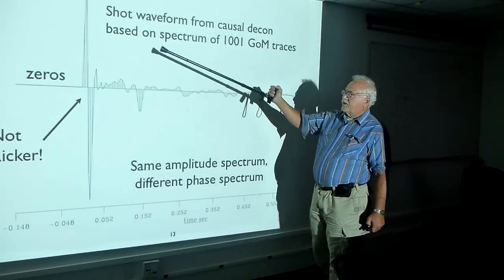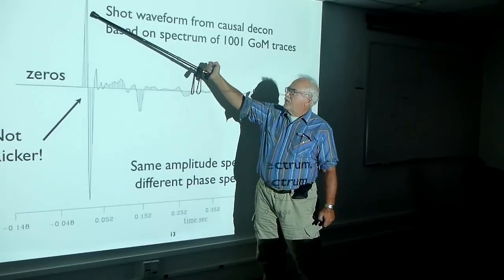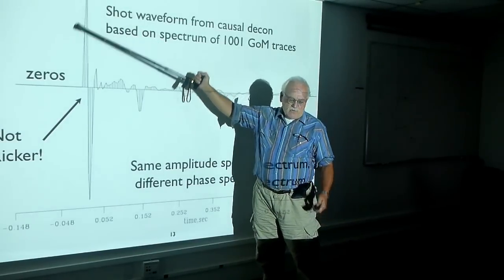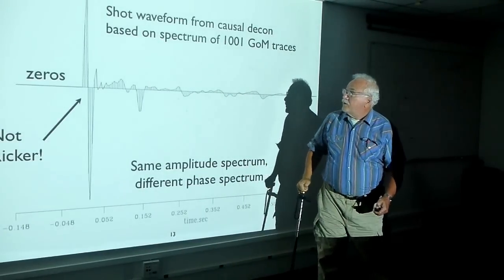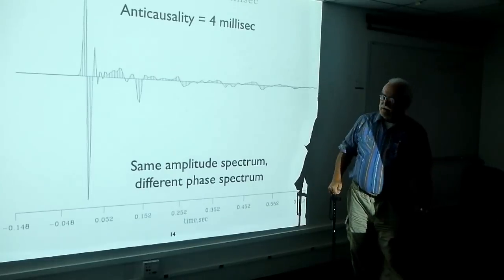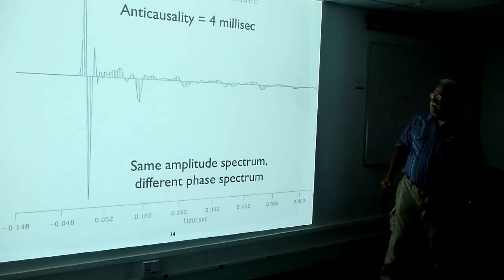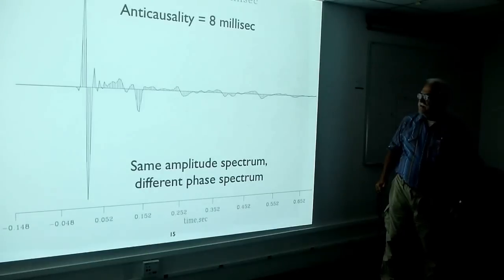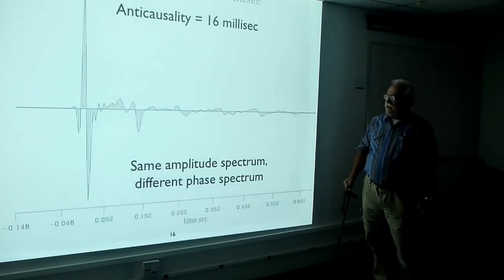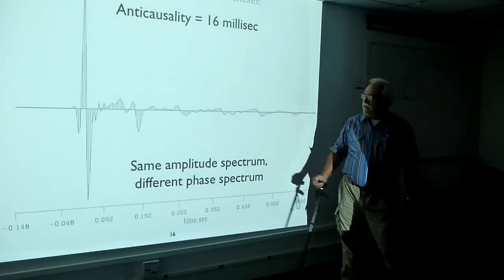If I put 4 milliseconds in, you're not going to see much change other than the fact that this spike really wants to move over to the origin. And so I'll do this. You'll see it go over to the origin. I'll try 8 milliseconds, not much change. I'll try 16 milliseconds. You're getting a hint of a rigor wavelet starting out.